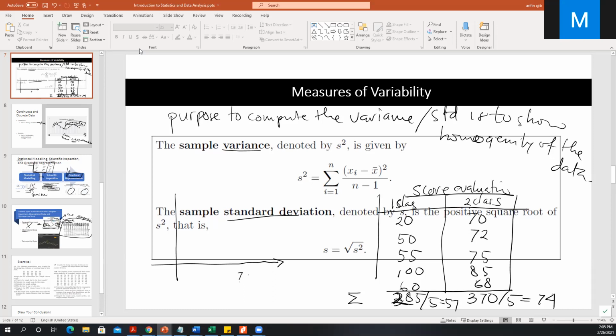Okay. Let's make xi minus this one. It should be, this is xi minus the mean. Means that 20 minus, wait a moment. I think it's better to make an Excel. It is easier. Sorry. I will make an Excel.